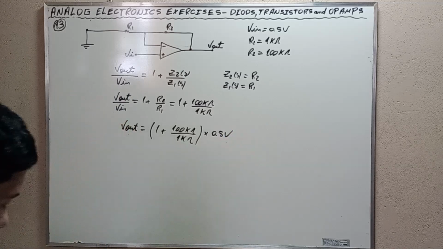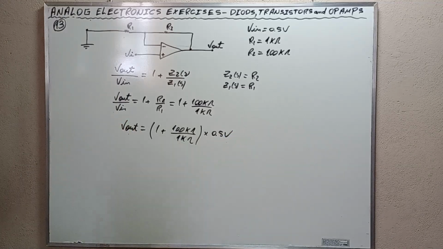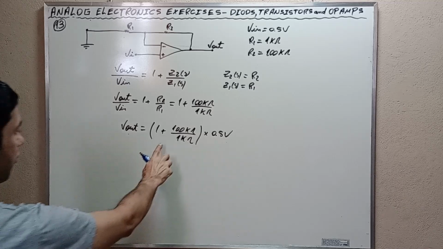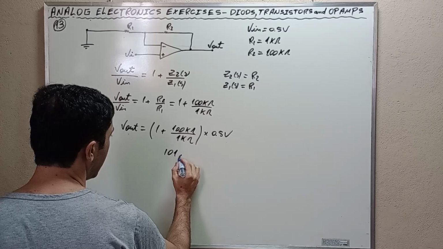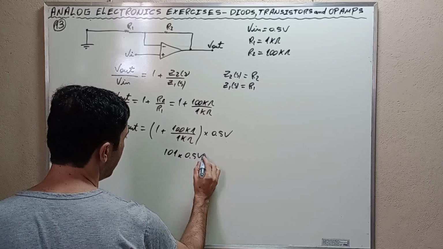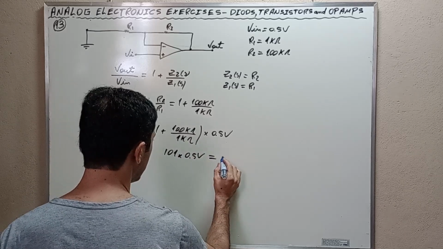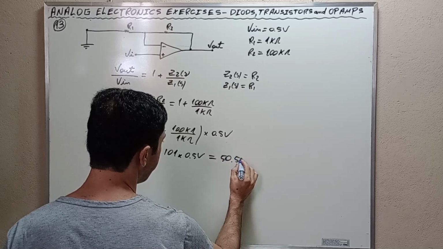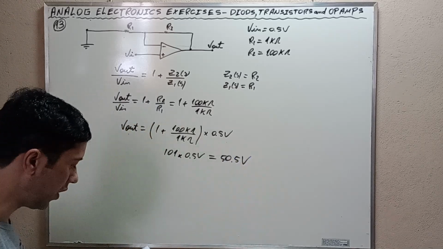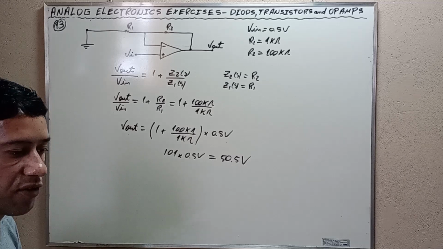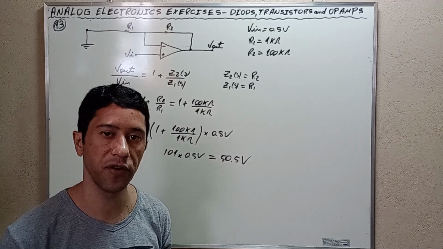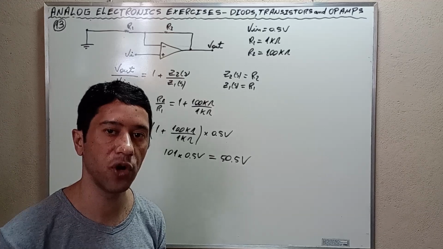And when we calculate this, this is going to be 101 times 0.5 volts, and this is equal to 50.5 volts. Okay, my friends, this is the last exercise. I hope you understood everything and enjoyed the video.